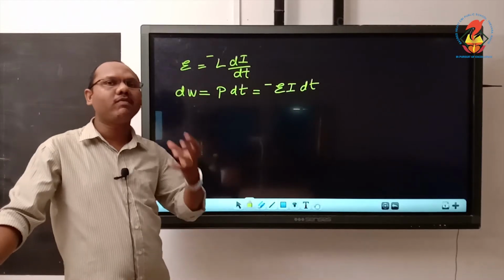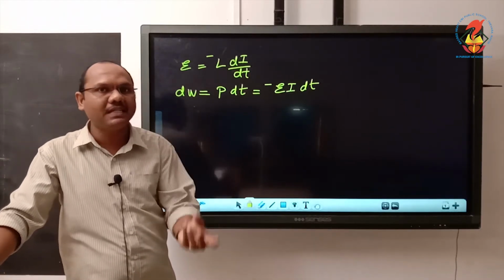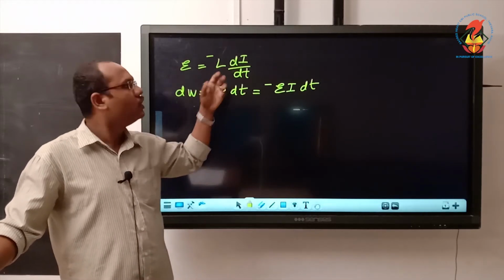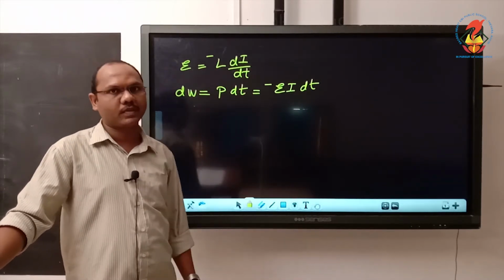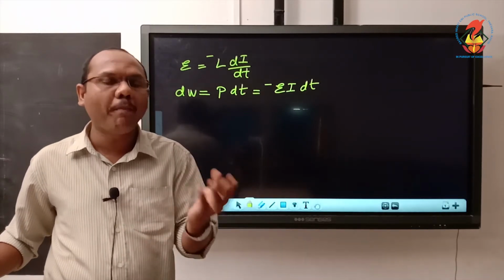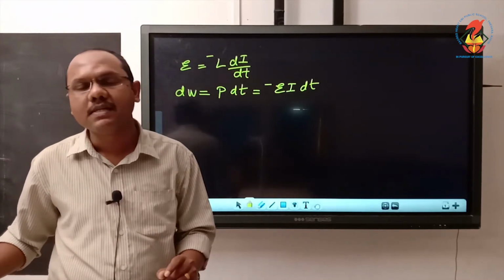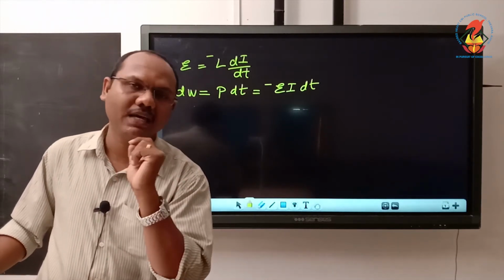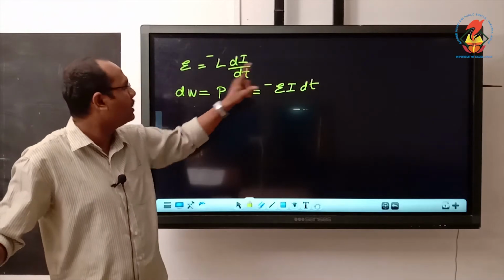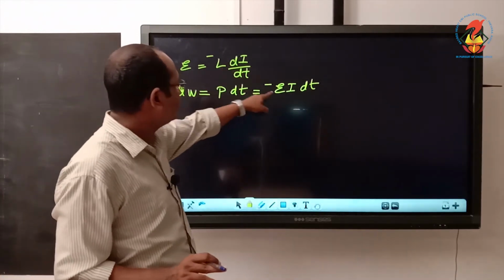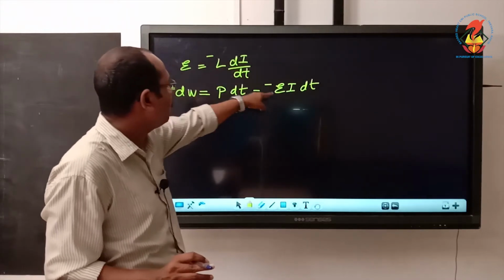Because power has to be expended against the back EMF to grow the current. Okay? The back EMF induced in the inductor opposes the growth of the current. So, work has to be done against the back EMF. That is why I put here negative sign. Now, we will put this value. Instead of E, I can put this value here.